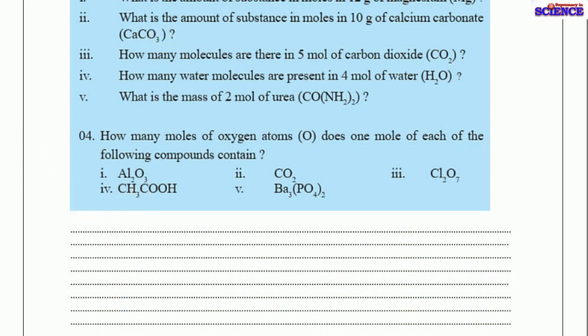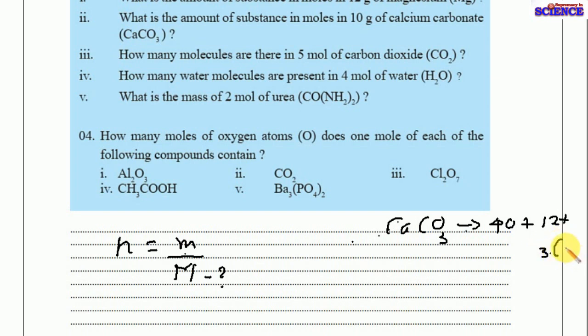So let's see the first step. First we write the equation: n equals m over capital M. But now we have a problem, we don't know capital M. So we have to find it. Calcium carbonate, this is limestone, right? So I'll write that: calcium is 40 plus carbon is 12 plus oxygen, there are 3 oxygens, so 3 times 16. Let's see what we get here. You get 100 grams per mole.